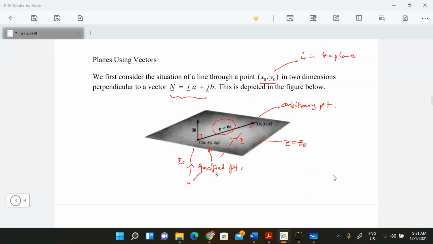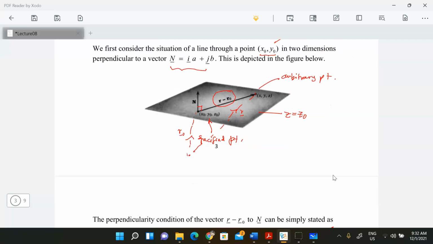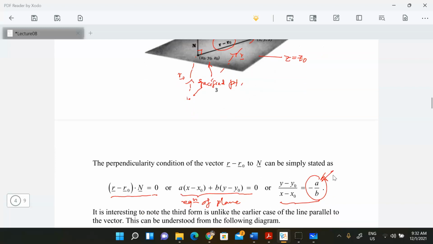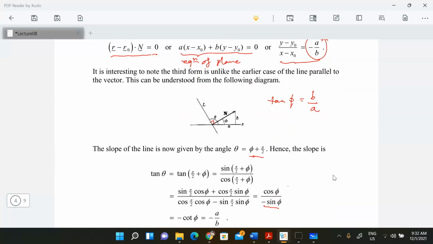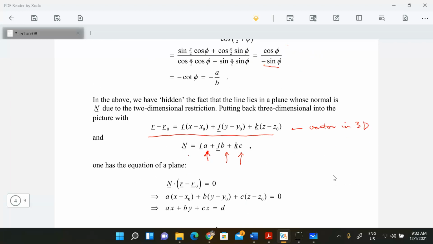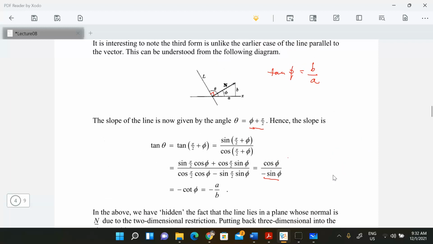This is already, how should I say, just give me a minute. I'm getting confused now. Yeah, okay. Just checking. Getting confused a little bit.